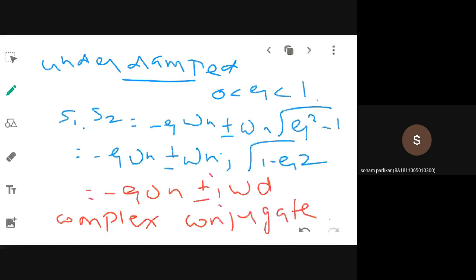The next case is what will happen if the system becomes underdamped. Underdamped means what zeta value? Less than 1. Zeta more than 1 means it will be overdamped. Underdamped means less than 1. When zeta is between 0 and 1, then the system is called an underdamped system.